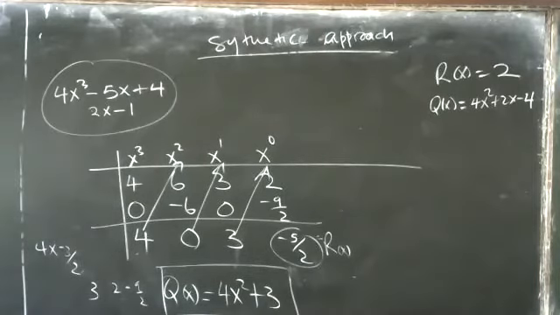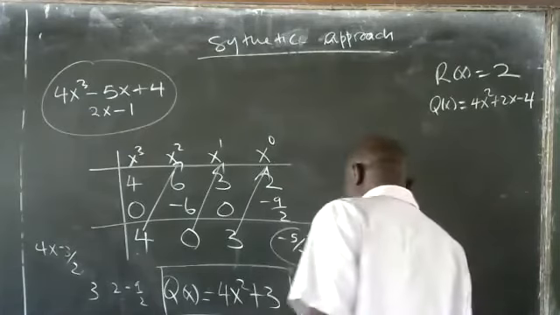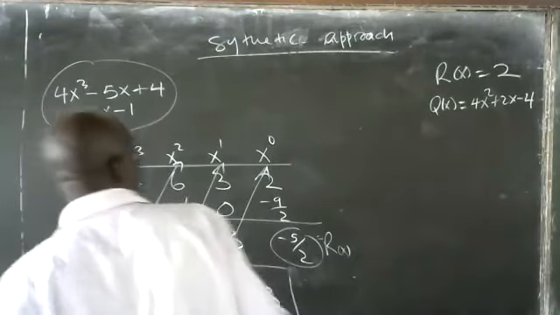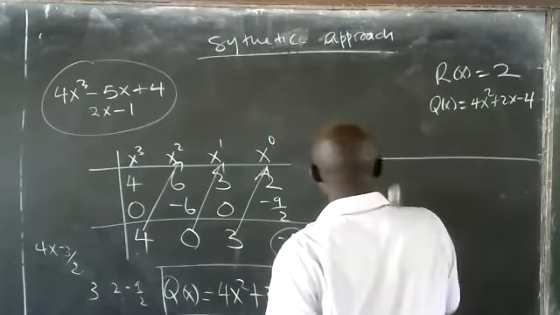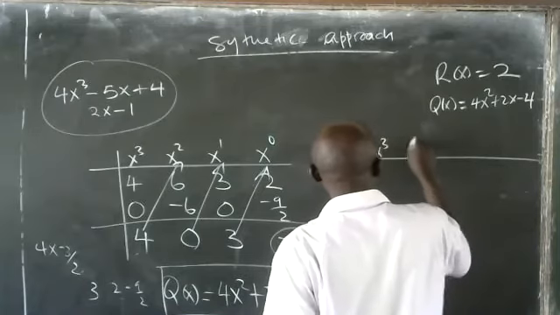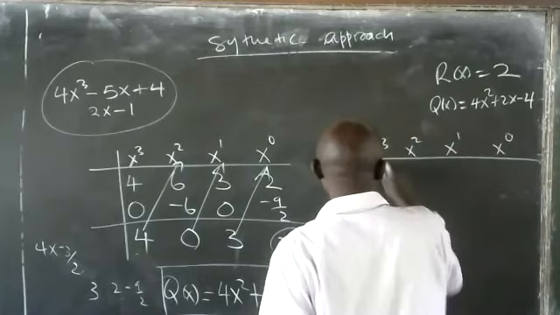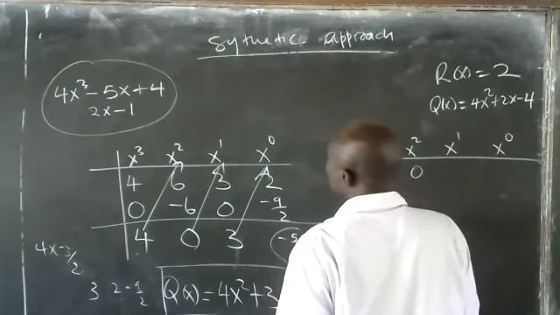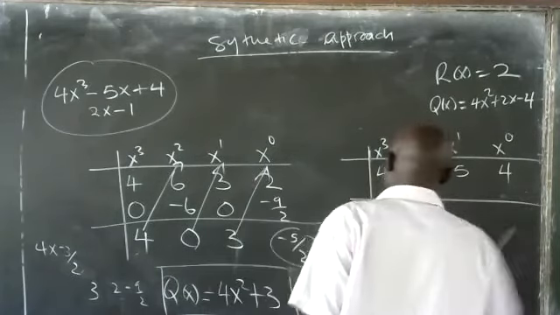Yes, teacher. So this is what they call the synthetic approach. Very easy, right? Not very hard, as you can see, as long as you know what to do. For those who may be stuck and don't want to say, write down x cubed, x squared, x, x power 0. We shall have here 4, 0, negative 5, 4. Then you can say now we have 0.